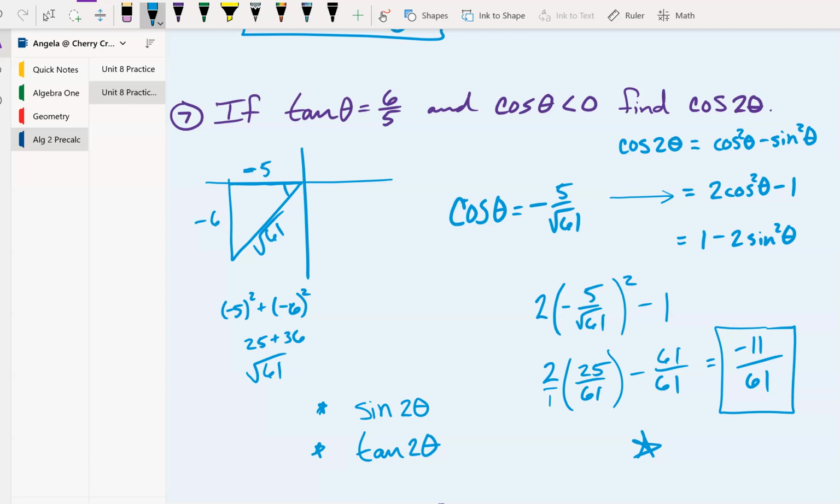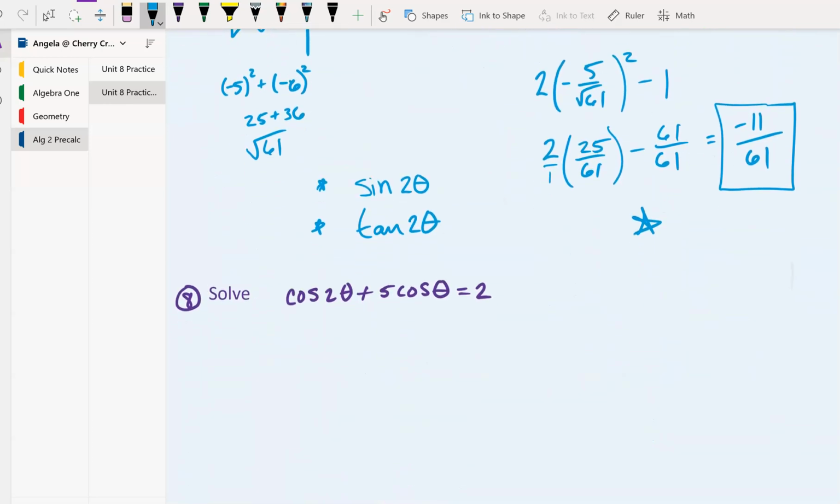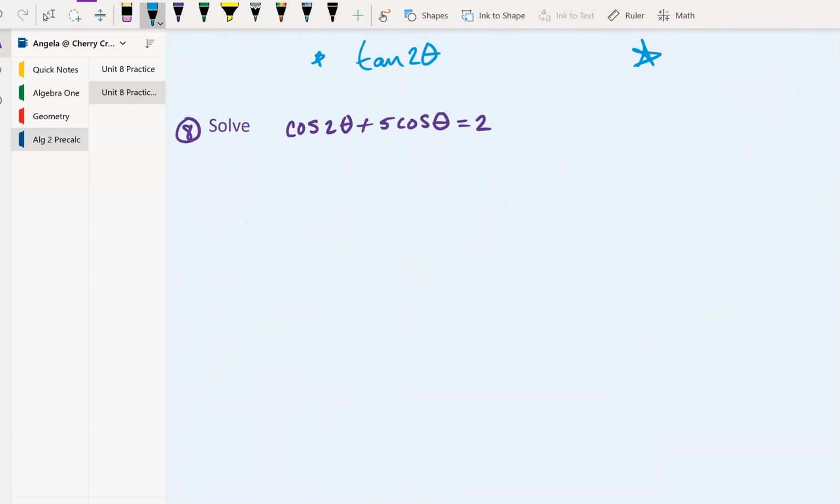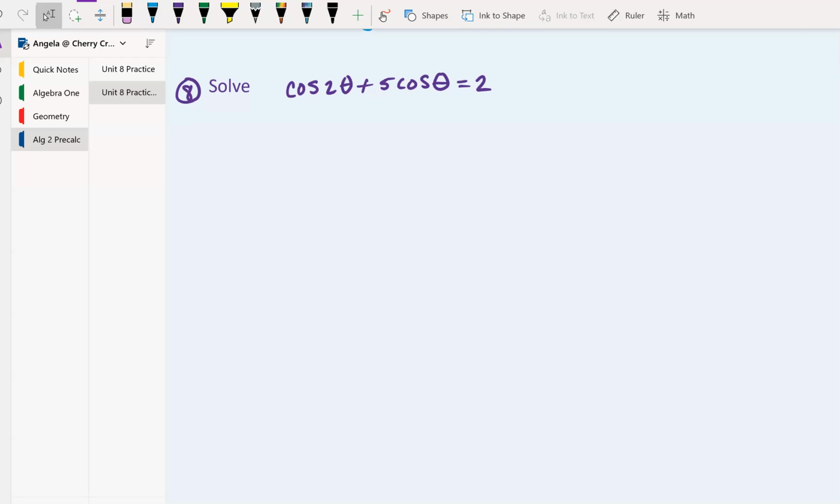All right, last but not least, for our review, a little solving. So once again, pause, then come back, all right? And we'll try this one.